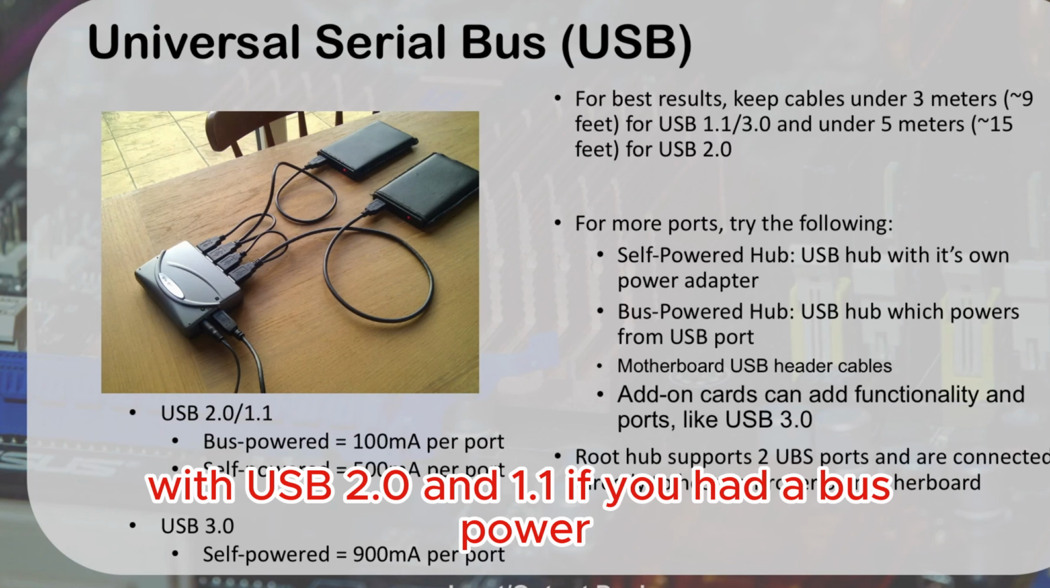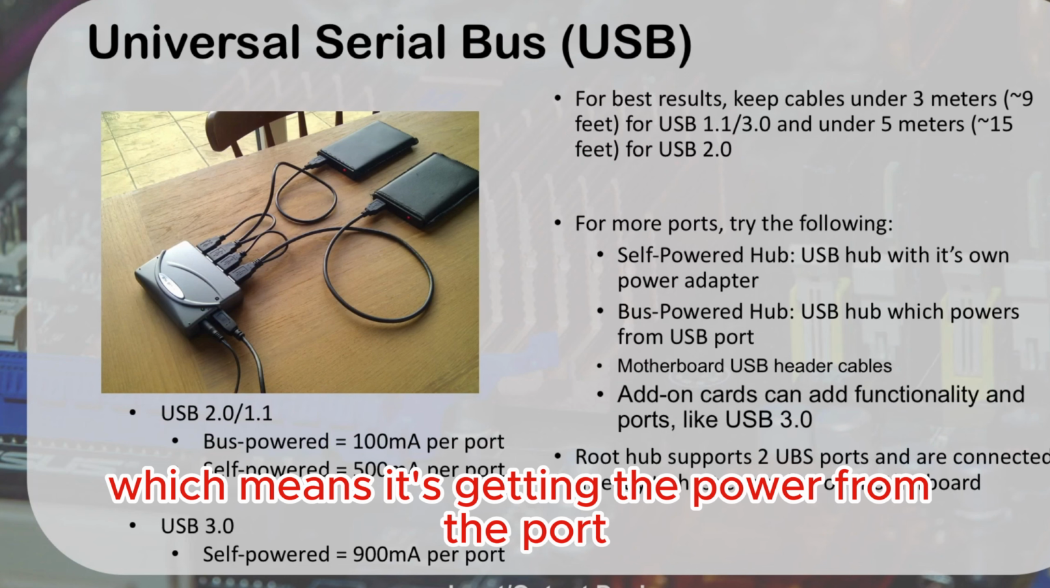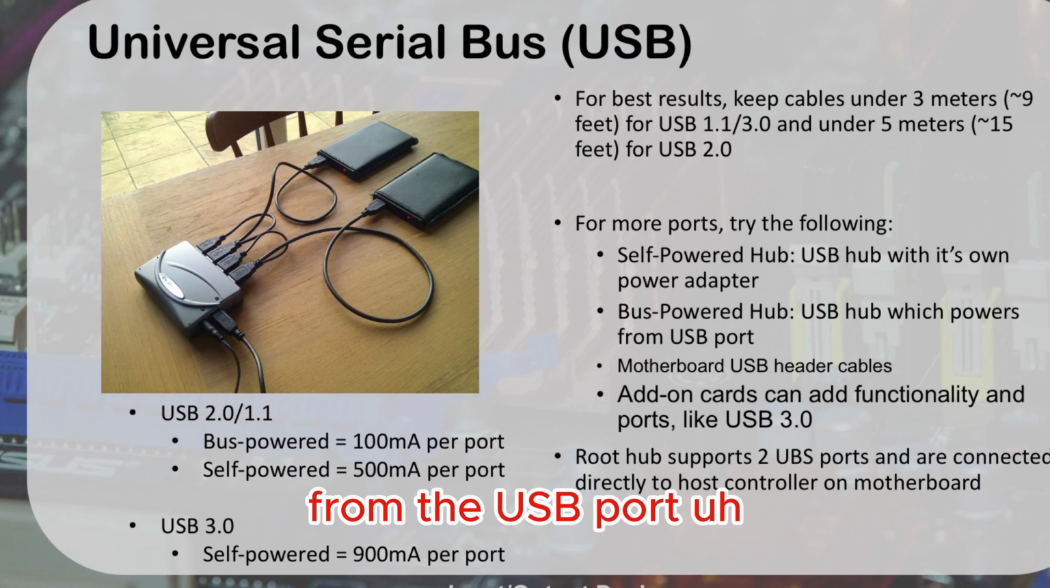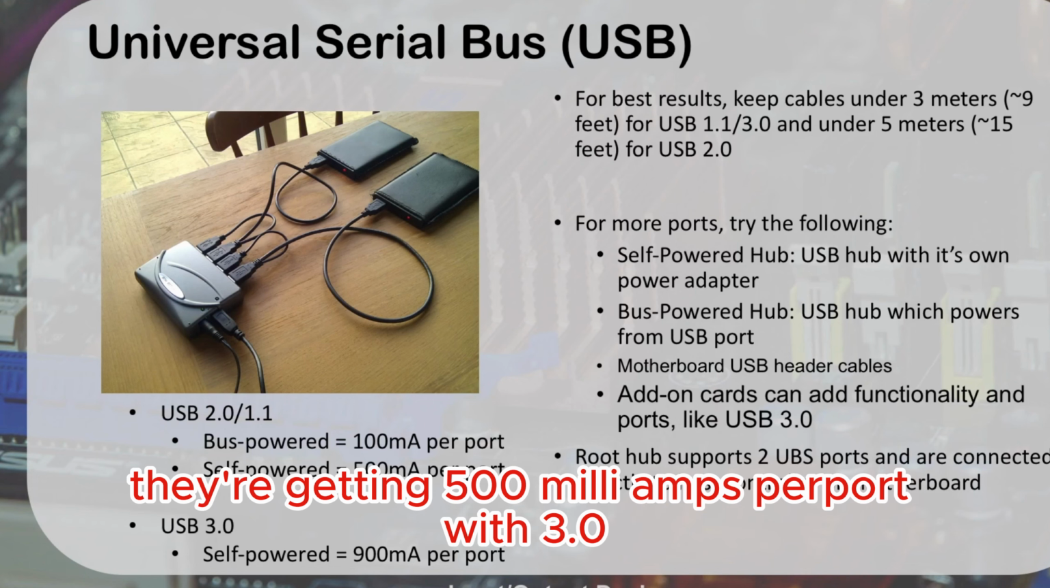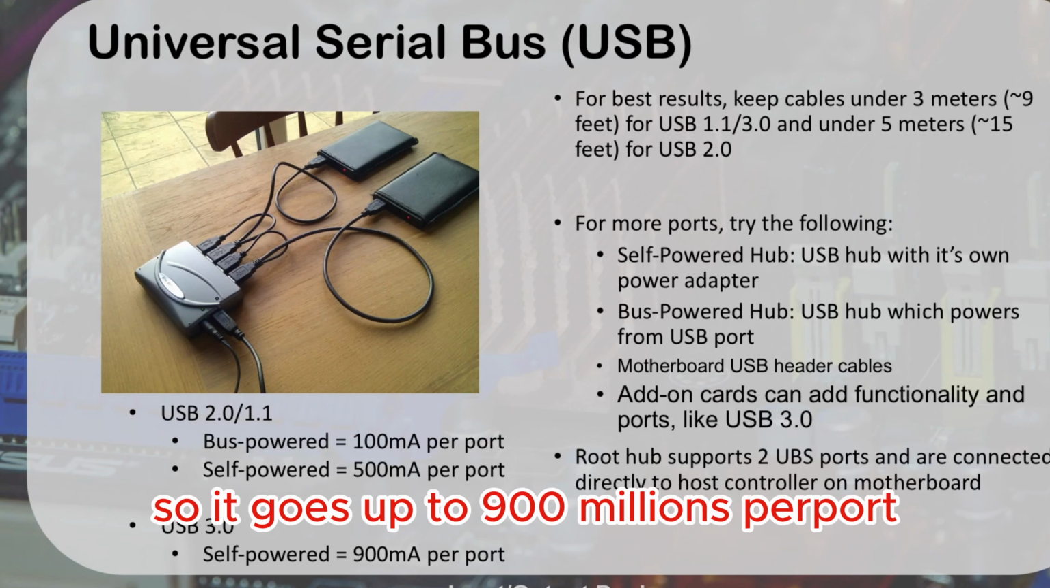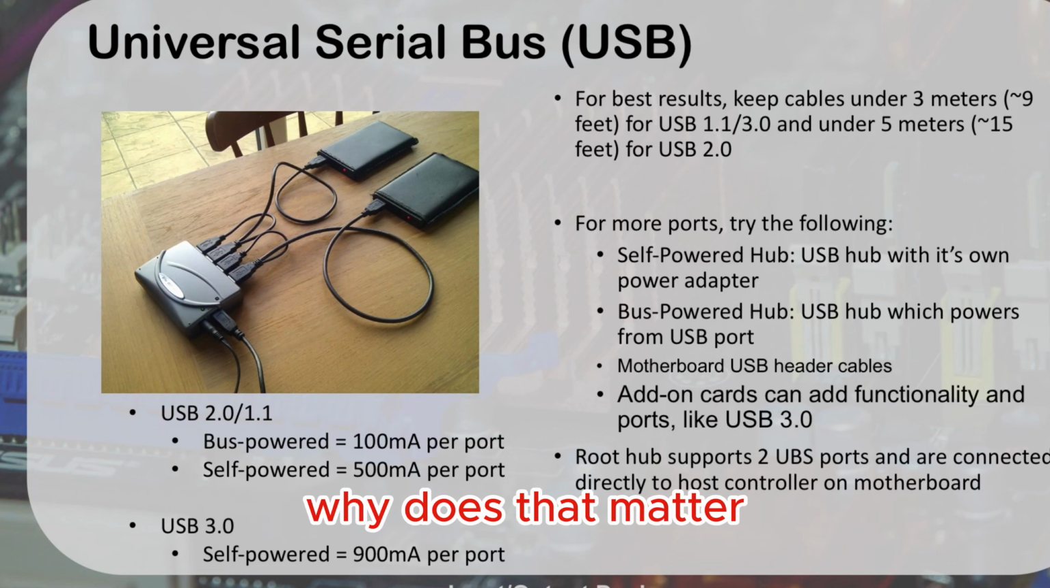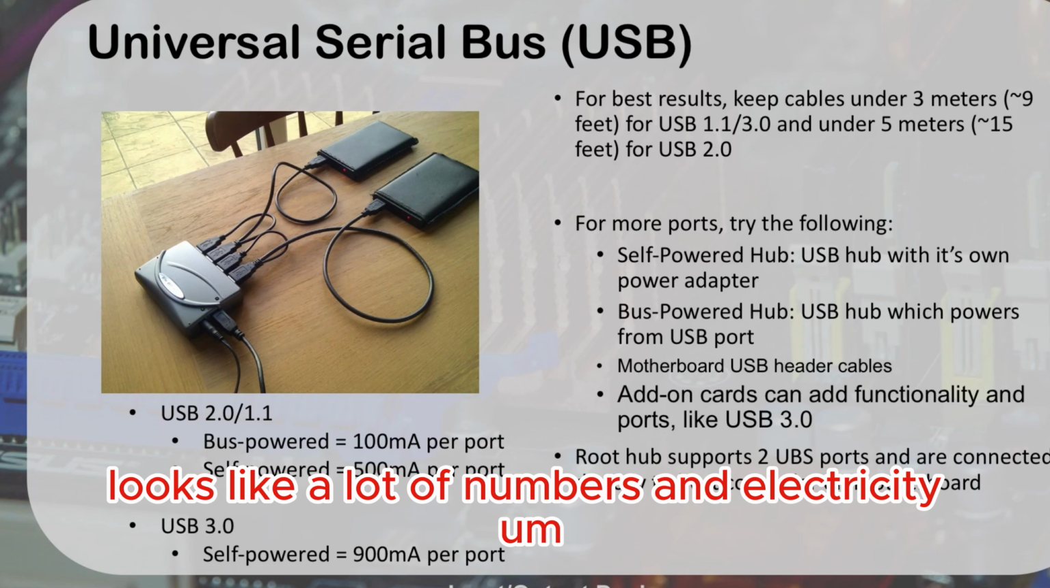With USB 2.0 and 1.1, if you had a bus-powered hub, which means it's getting the power from the USB port, they only give you 100 milliamps per port. But if you have a self-powered one, they're getting 500 milliamps per port. With 3.0, they allow higher-powered devices, so it goes up to 900 milliamps per port. Why does that matter? It looks like a lot of numbers and electricity.